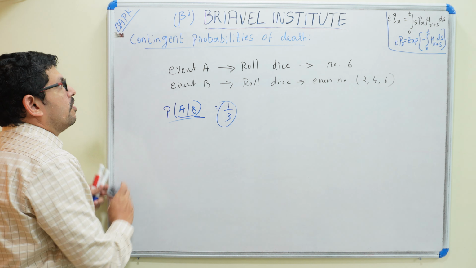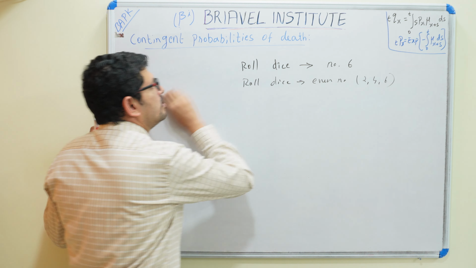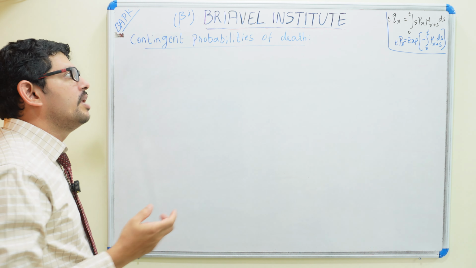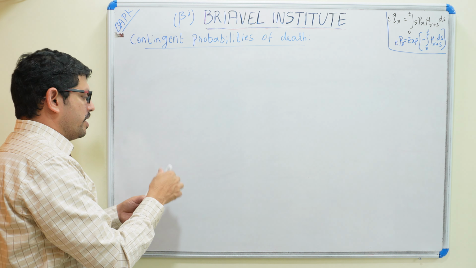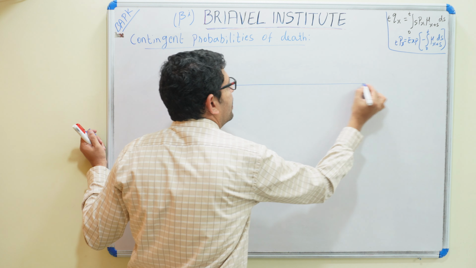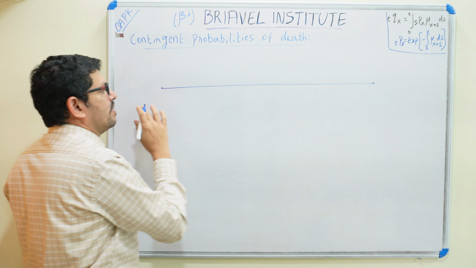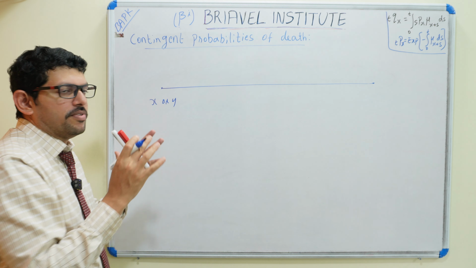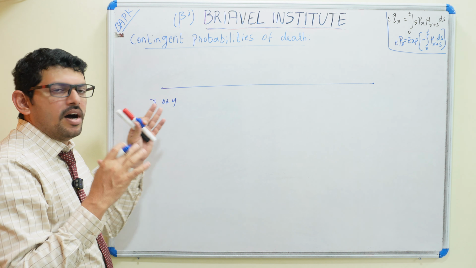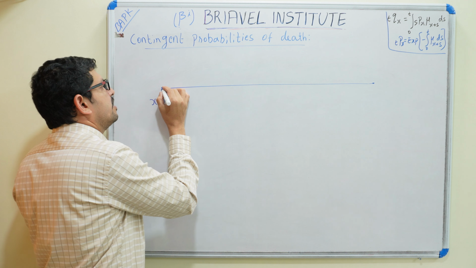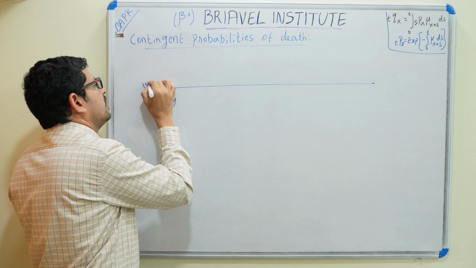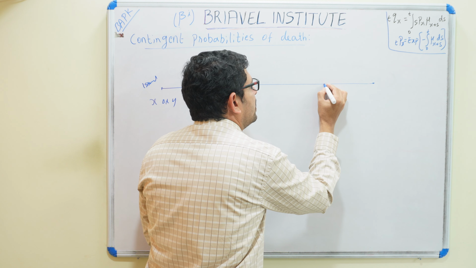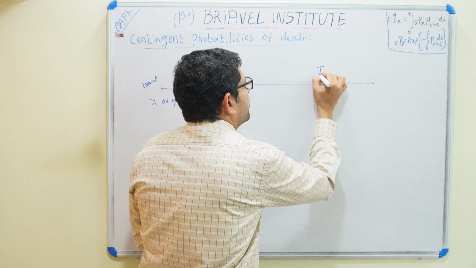In contingent probabilities of death, we are explaining the joint lifetime. Joint life means X or Y. We can write a lifeline; it is X and Y, a joint life. X is one person, Y is the other person. The joint life starts here, where we issue the policy, and it may end at time T. Time T is represented as T of XY.